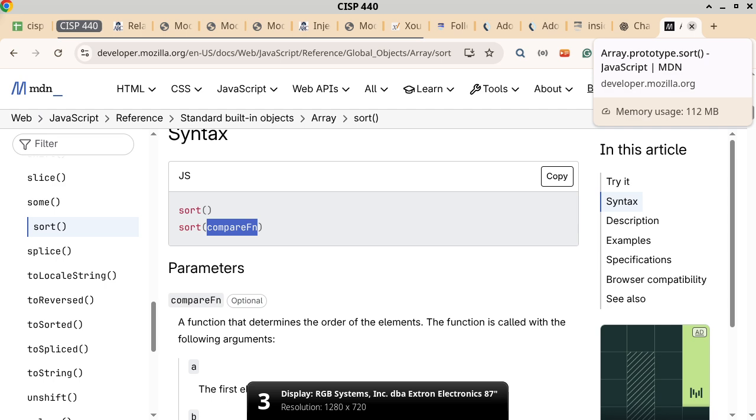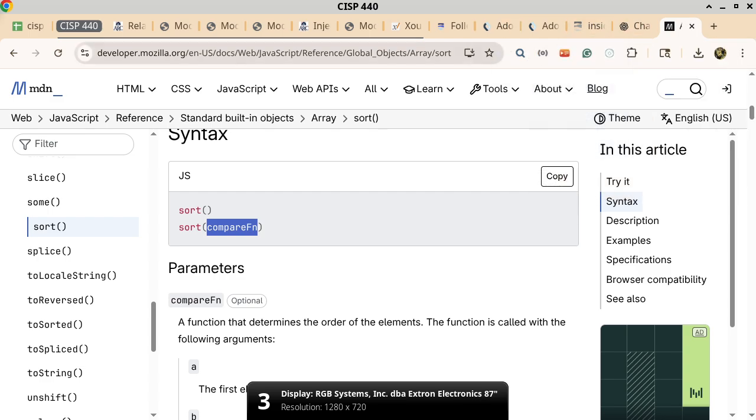So let me use a, yeah, this is not handy because I can't really easily move around here.